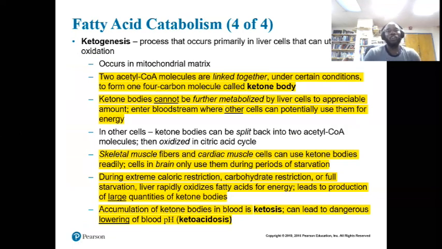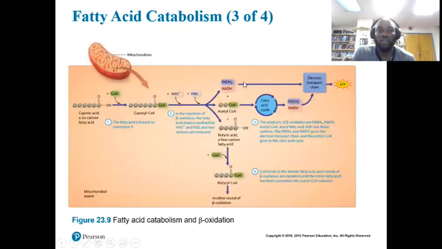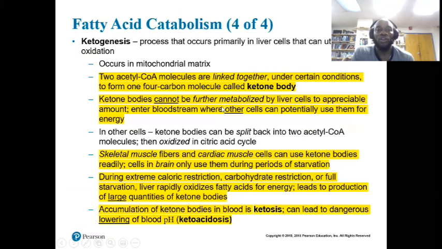So what is ketogenesis? It is a process that occurs primarily in liver cells that can utilize beta oxidation. It occurs in the mitochondrial matrix. Two acetyl-CoA molecules are linked together, under certain conditions, to form one 4-carbon molecule called a ketone.